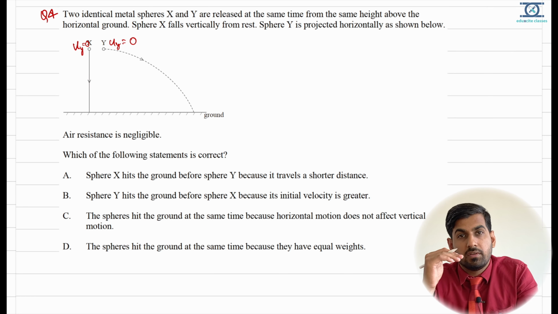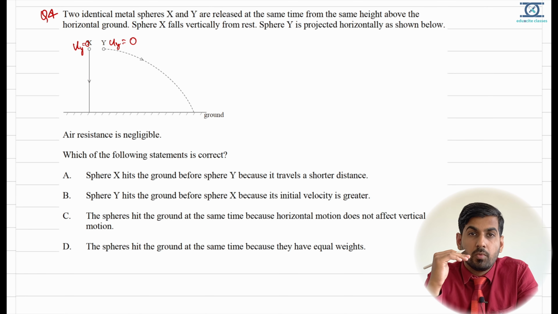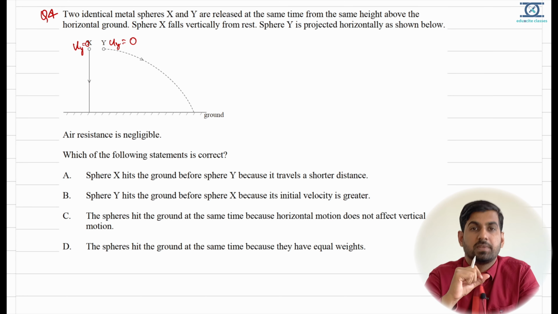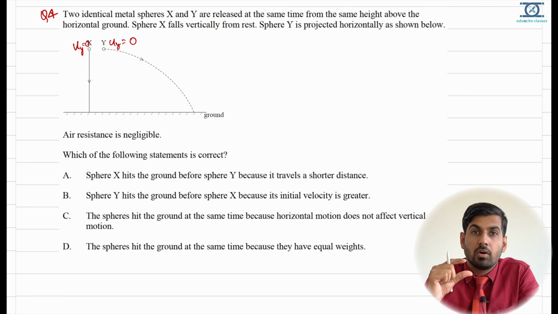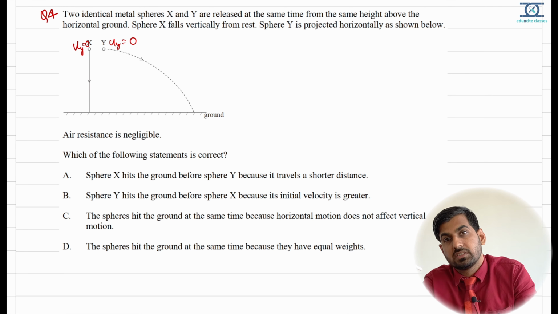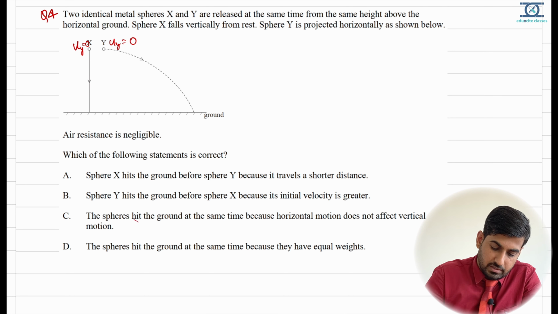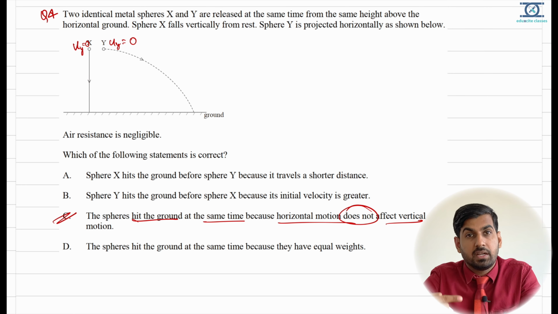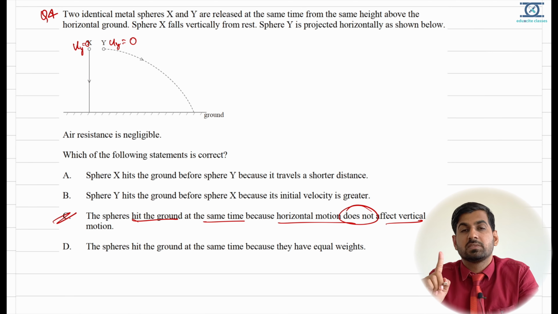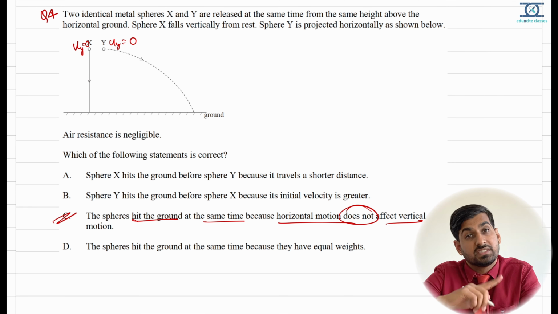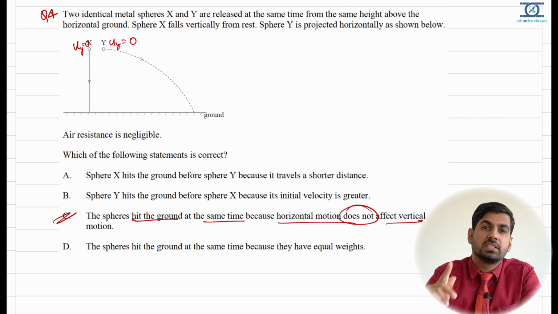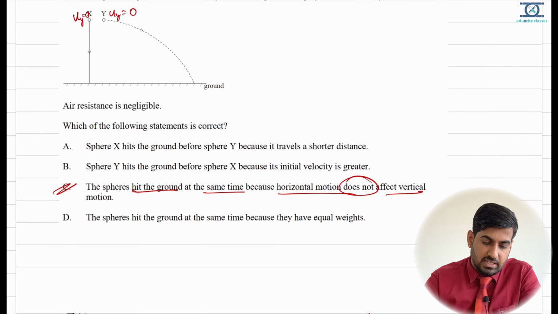So the initial vertical component for both of them is 0, and they have to cover the same displacement. So they will reach the bottom at the same time, irrespective of whether it is dropped vertically or horizontally. So do not get confused, guys. The spheres hit the ground at the same time because the horizontal motion does not affect the vertical motion. The time it takes will be the same, but the horizontal displacement, or the distance covered, will be different. The vertical displacement is the same, that's why the time will be the same.